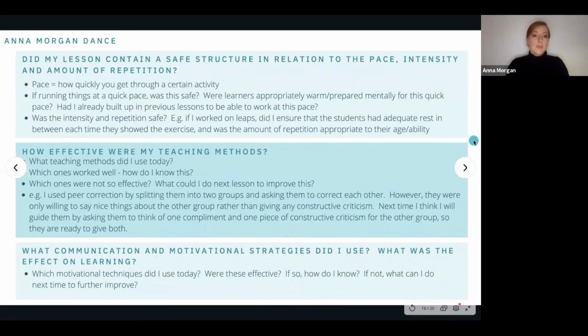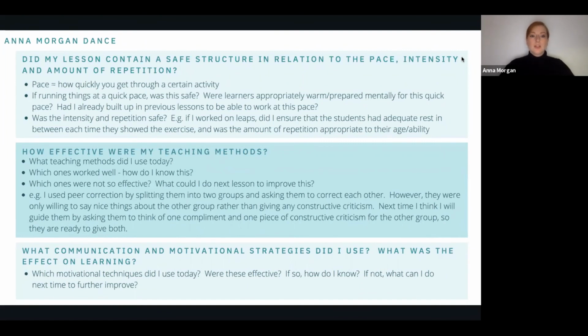Next one, did my lesson contain a safe structure in relation to the pace, intensity and amount of repetition? So the pace is how quickly did you get through a certain activity? If you ran at a quick pace, was that safe to do? Did you start, they've just joined grade 5 and we're going to spend it doing pirouettes or something. We've done no build up to it. We're just going to do loads and loads of them.